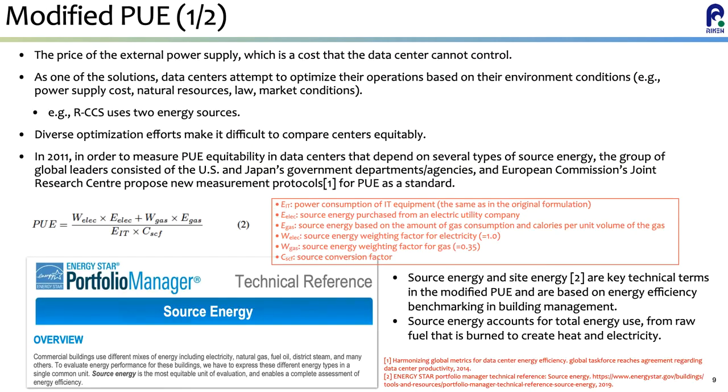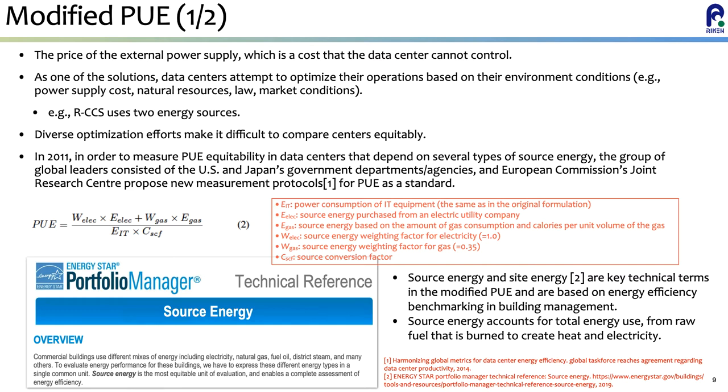The price of the external power supply is a cost that the data center cannot control. As one of the solutions, data centers attempt to optimize their operations based on their environmental conditions. For example, power supply cost, availability of natural resources in the region, and government policies. There are so many incentives to optimize their operations. Actually, RCCS uses two energy sources. Eventually, diverse optimization efforts make it difficult to compare centers equitably.